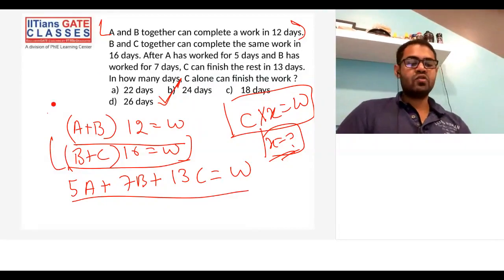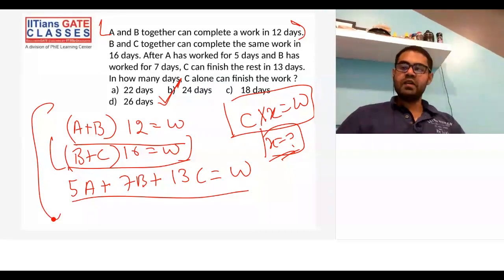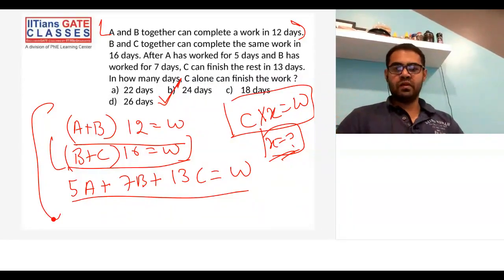I hope you understood how to create the statements. Based on your equations, you have to choose which method would be the best to solve them.